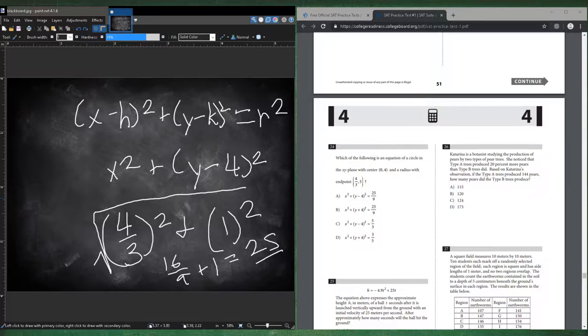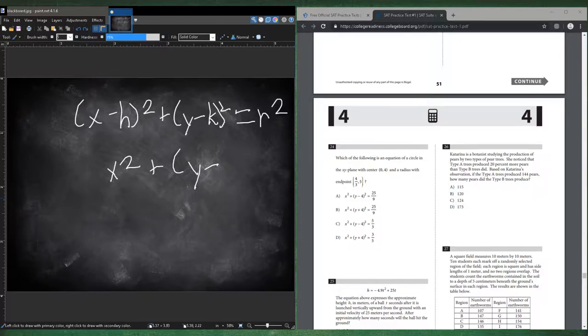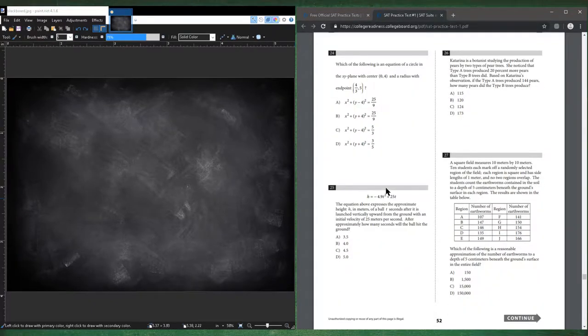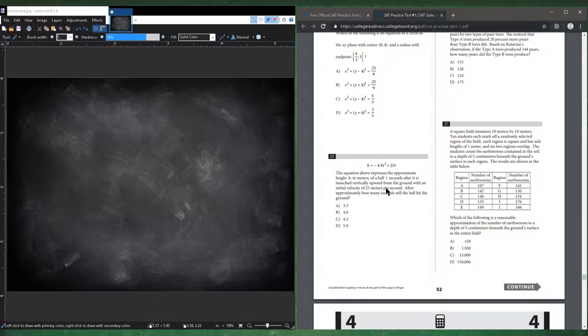So pretty basic question if you just know your circle formula. This would not be one of the passport to advanced math, hard algebra, or data analysis. This would be one of those other ones that talk about geometry. The equation above expresses the approximate height h in meters of a ball t seconds after it's launched vertically upward from the ground with the initial velocity of 25 meters per second. After approximately how many seconds will the ball hit the ground?